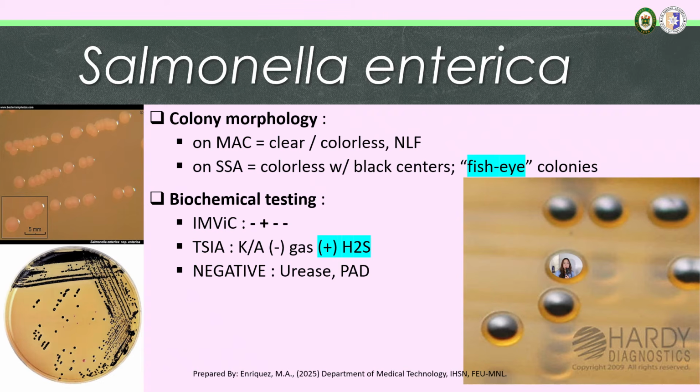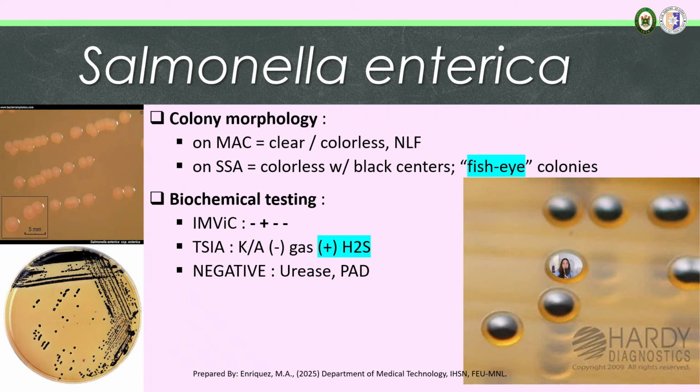Salmonella enterica are hydrogen sulfide or H2S producers. But on MacConkey agar, since wala pong H2S indicator ang MacConkey agar, we only see them as clear non-lactose fermenting colonies. But on SSA or the Salmonella Shigella agar, which we'll also be talking about later, dito po natin makikita yung characteristic fish eye colonies nila described as clear colonies with black centers. Now, those black centers is because of their ability to produce hydrogen sulfide.